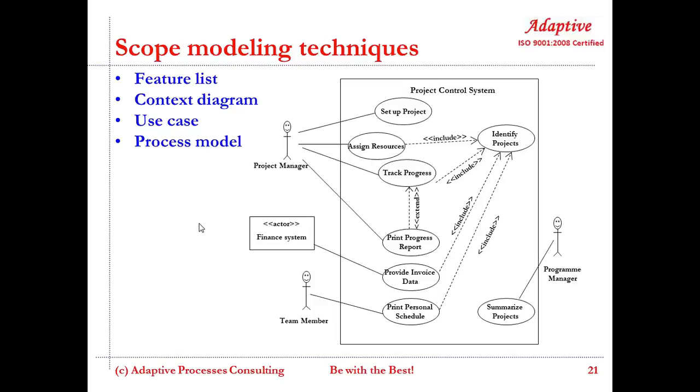So there are certain modeling techniques for scope, which clearly show what is in scope. For example, a finance system, which could be an actor, is out of scope, but the project control system is in scope. We'll get to the use cases at a later point in time, but this is just an example.